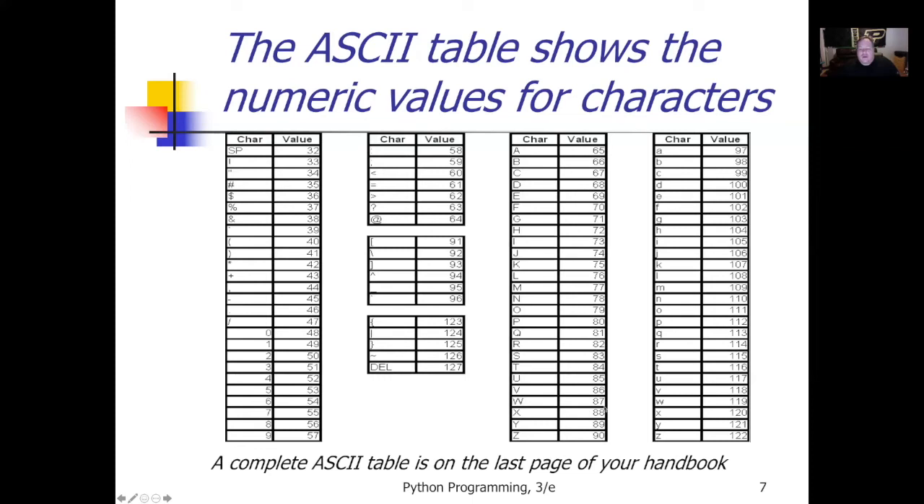And notice this only goes up to 90, skipping up to 97, so there must be some values between those. Then 97 onward is lowercase a through lowercase z. There are 256 values in the ASCII table. So we have a lot of possibilities. Now, that does not allow us to display every single character that is used on the planet.